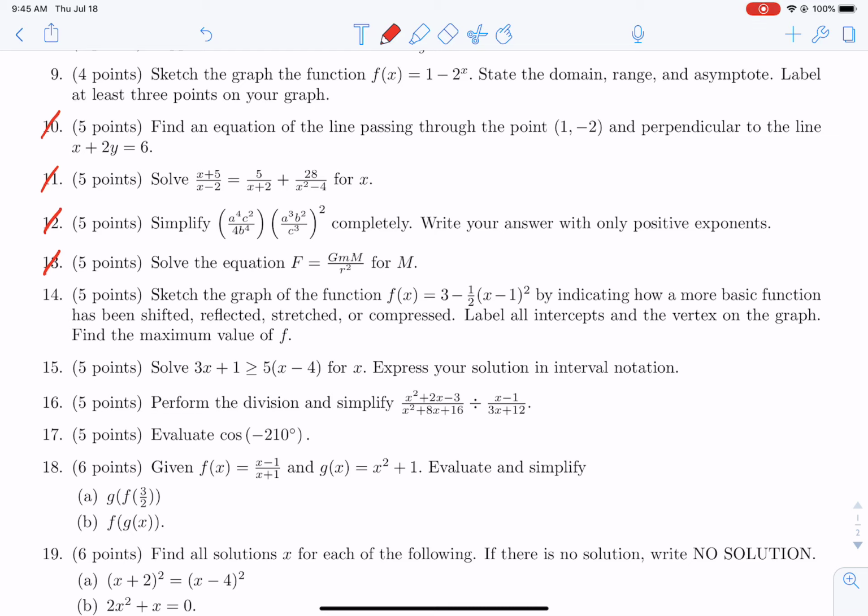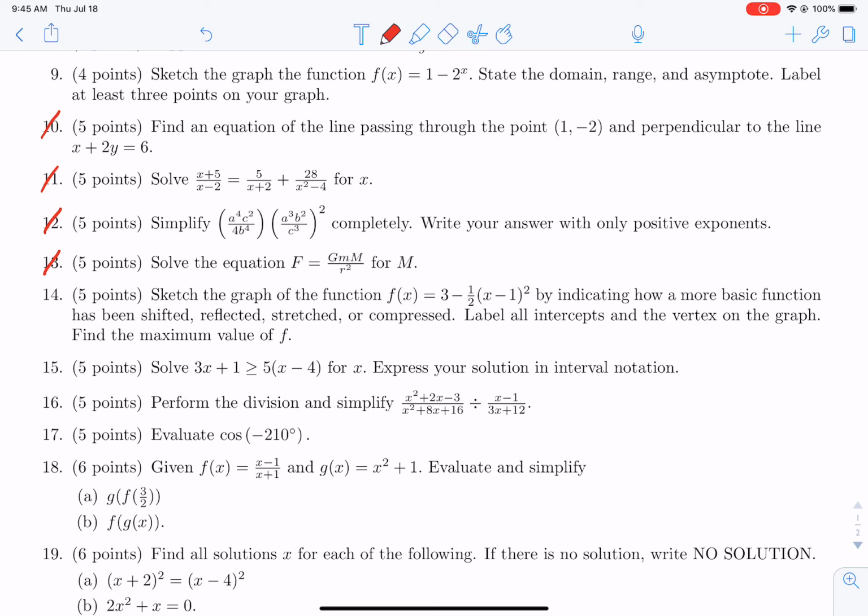Yeah. So the most important thing will be the plus 3 is shifting it up, the x minus 1 is shifting it to the right, and the negative 1/2 in front of it, because it's negative, it will be reflecting it, and the 1/2 is going to be shrinking it vertically, right?